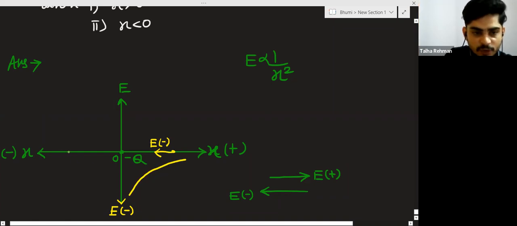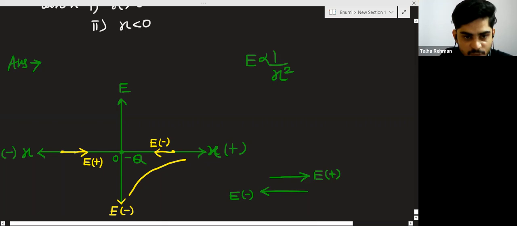And now for x greater than 0, and this is x less than 0. For x less than 0 is this region. So put a positive charge, unit positive charge, for finding the direction of electric field. Now direction of electric field will be in this direction. And see here, this direction is the positive direction of electric field. Here the electric field is positive.